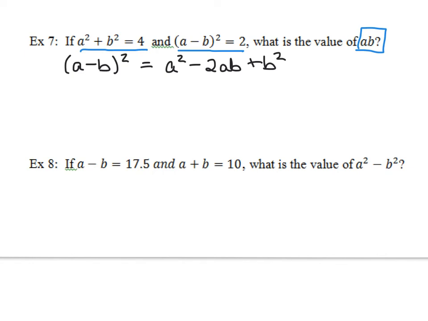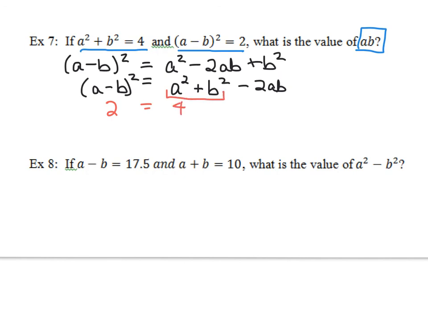Now I know that I was given a squared plus b squared. So it would be helpful if I rewrite the right side and just use the commutative property to rearrange terms and say a squared plus b squared minus 2ab. That's still equal to a minus b squared. It's just written in a different order. Now I have some of these answers. a minus b squared, that's 2. On the right side, a squared plus b squared, that's 4. And I still have negative 2ab.